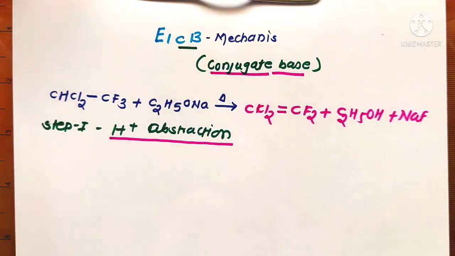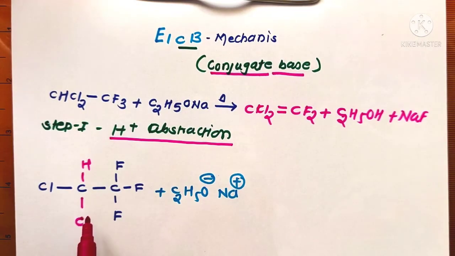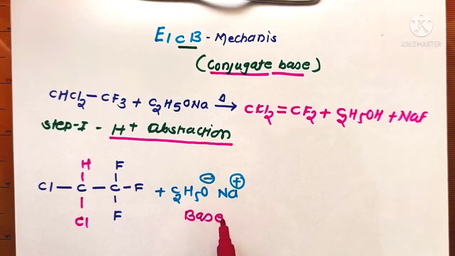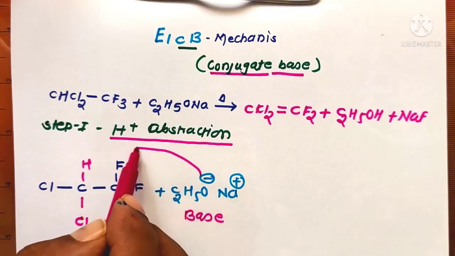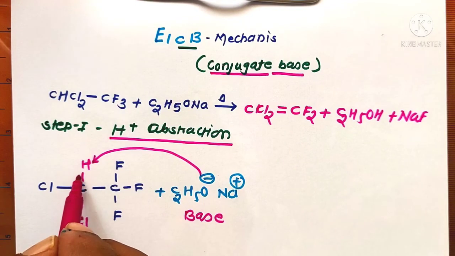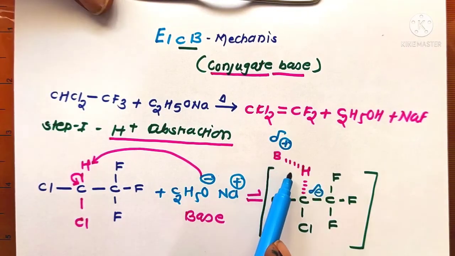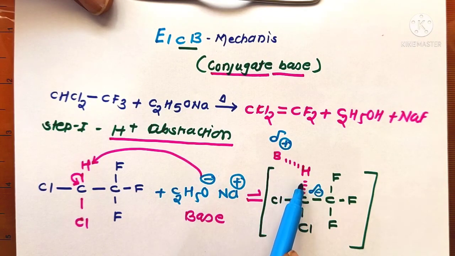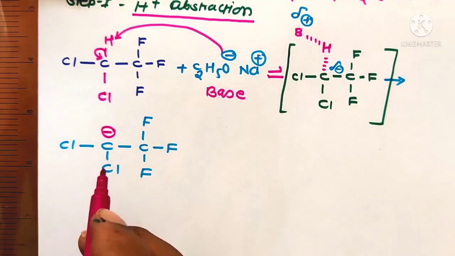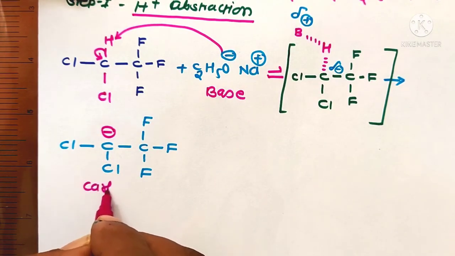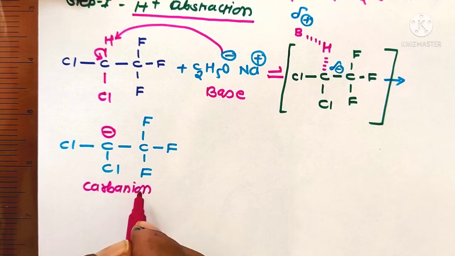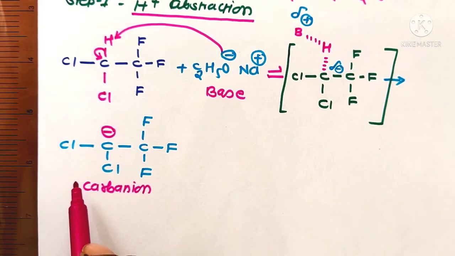Now here this substrate molecule reacts in the presence of a strong base. These are the base. Now the base abstracts the acidic proton atom, and this bonding electron is shifted toward the more electronegative carbon atom. The abstraction of H plus forms a carbanion, that is known as the conjugate base.